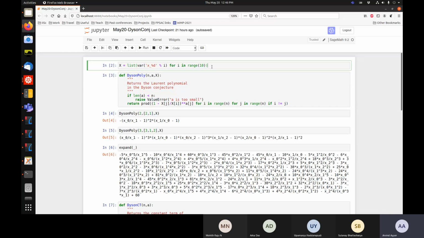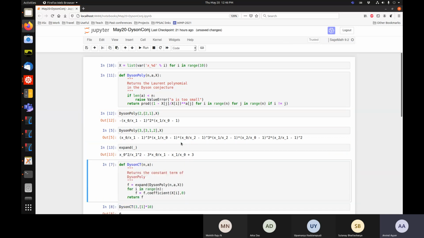So this is the Dyson conjecture. So I define this list of variables. First, let me show you the Dyson polynomial. So here is the Dyson polynomial in 2 variables with exponents 2 and 1. So a1 is 2, a2 is 1. And so you get x0 by x1 minus 1 squared, x1 by x0 minus 1. This is the usual shift of indices, and now here it is. And you get a 3 over here as the constant term. The other terms are quite complicated in general.